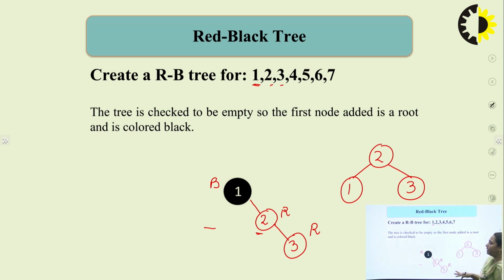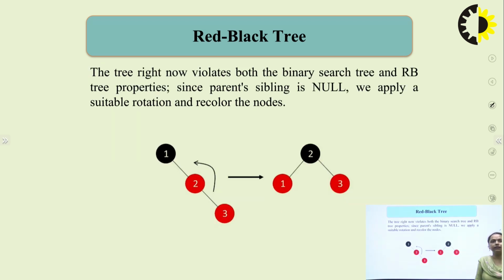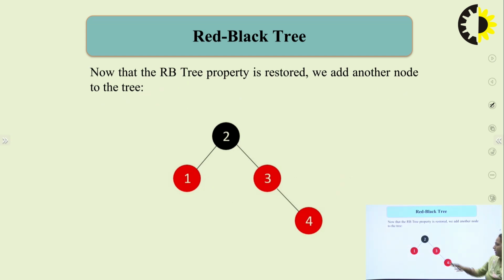And after applying the rotation, we will recolor. So now its color is black, this is red, and so now we are having a tree like this. Next node which we have to insert is 4. How is 4 inserted? We will compare 4 with this 2. 4 is greater than 2. We will go to the right subtree. Here 3 is there. 4 is compared with 3, which means 4 will be inserted to the right of 3, like this. The new node is red in color.